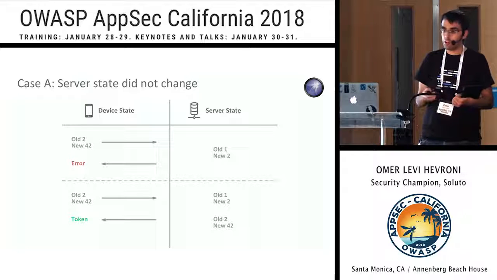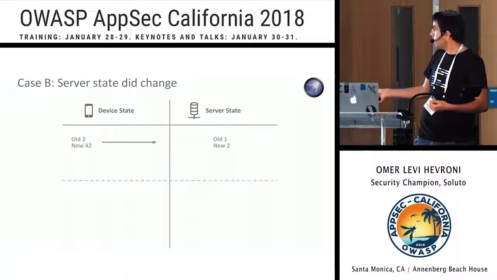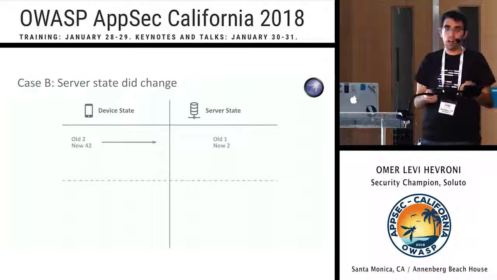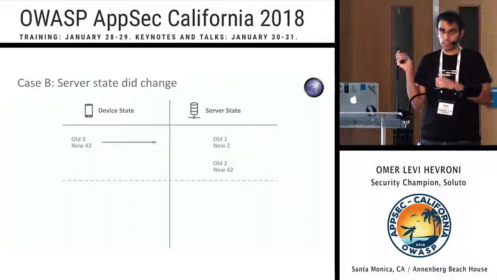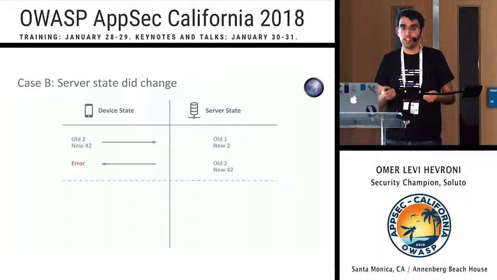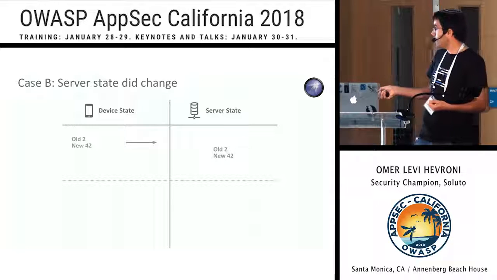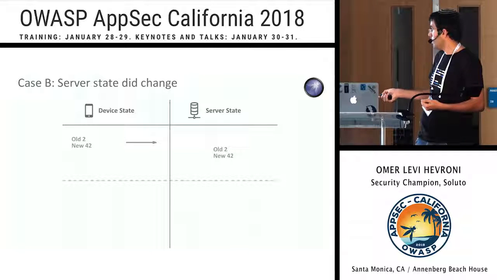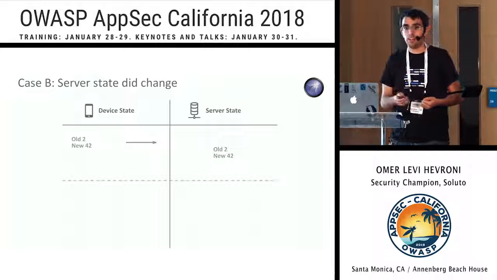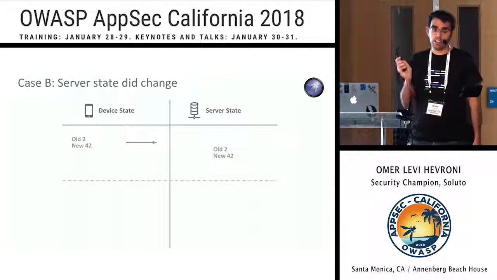Let's talk about the more complex one, where the server state did change. So in this case, the device sent those two numbers. The server compares old and new. Old and new are equal. So the server state changed in the database, but for some reason, the device did not get the token. It got an error. In this case, if the device retries, you can see that the request is not valid, right? Because old does not equal old. So the device will not get a token, but the server recognizes this is a special case.